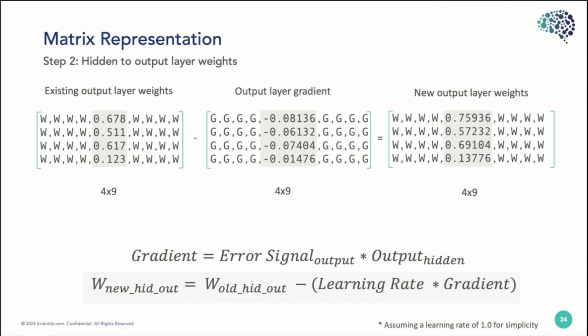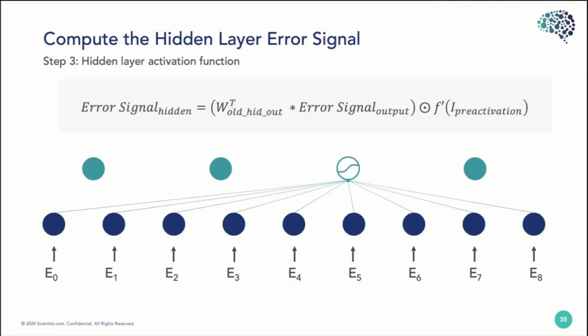So now we have successfully altered the weights of our first layer during backpropagation. And essentially, we're just going to repeat that over and over again until we get to our input layer. The last thing we need to do is to compute the error signal, which will assign error to each one of these nodes.